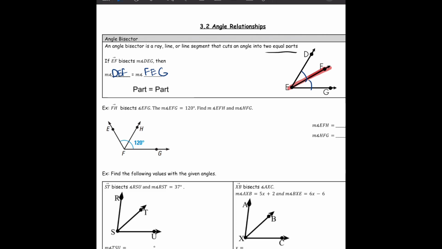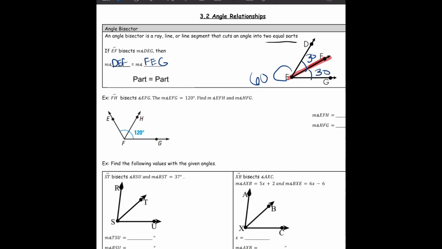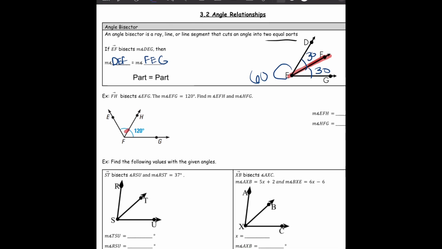We can call this problem a part equals part, because if this is 30, then the other part's 30, then the whole thing is 60. So for example, it says FH bisects angle EFG, then EFG is 120. So therefore, these two are the same. If I know the whole thing is 120, then I can just do 120 divided by 2, which gives us 60. So that means each part is 60 degrees.